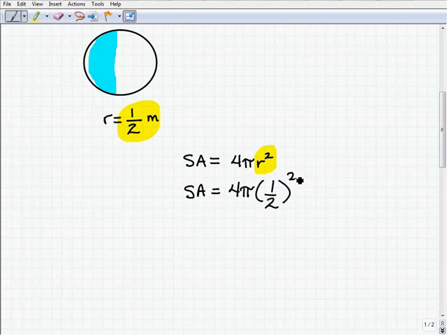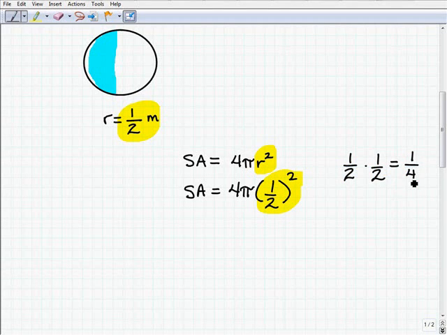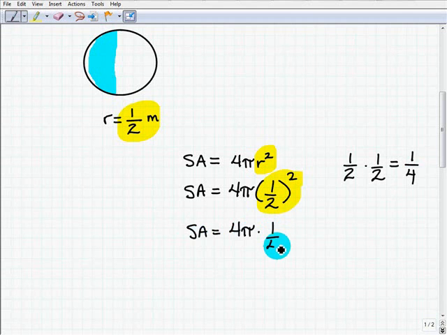All right, so why don't you take a moment and pause the video and see if you can simplify this expression. Now the first thing you need to do, because of order of operations, is the exponent. Okay, and 1/2 squared is going to be 1/2 times itself. All right, and knowing how to multiply fractions, you get 1/4. So the surface area now is equal to 4 times pi times 1/4.